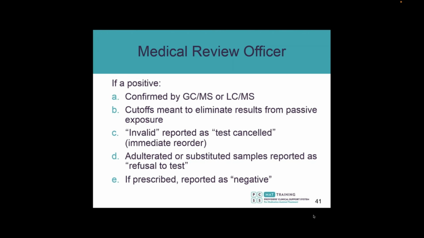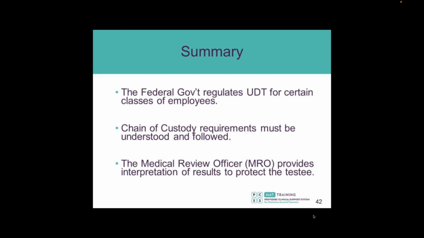And for example, if somebody is on Adderall and it comes back positive for an amphetamine, it's being used under prescribed conditions. It's not reported as amphetamine positive explained, it's reported as negative so that you protect the information of the employee. So in summary of this part, the federal government regulates urine drug testing for only certain classes of employees. A chain of custody requirements are very specific and must be followed. And an MRO provides the interpretation of the results to protect the validity of the result and to protect the testee.